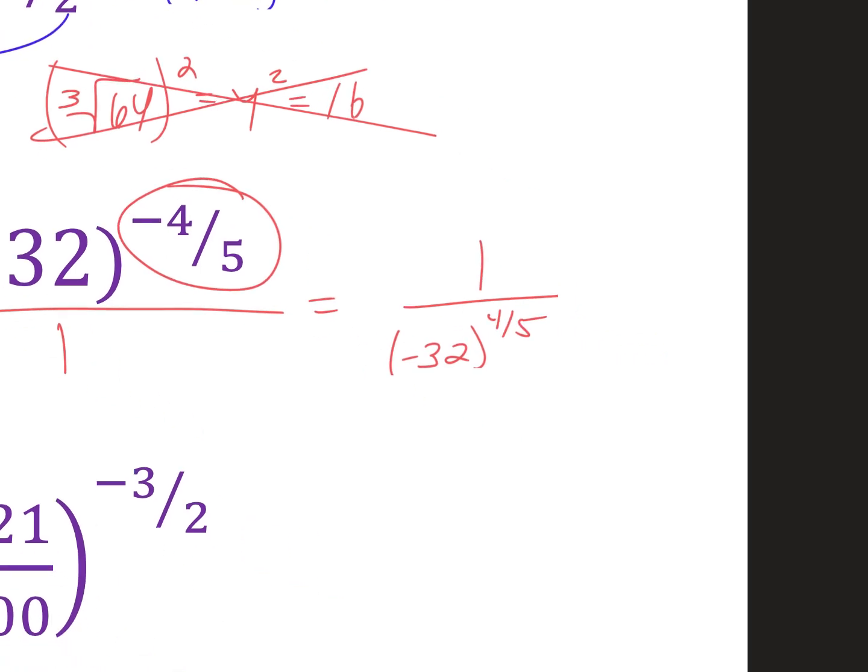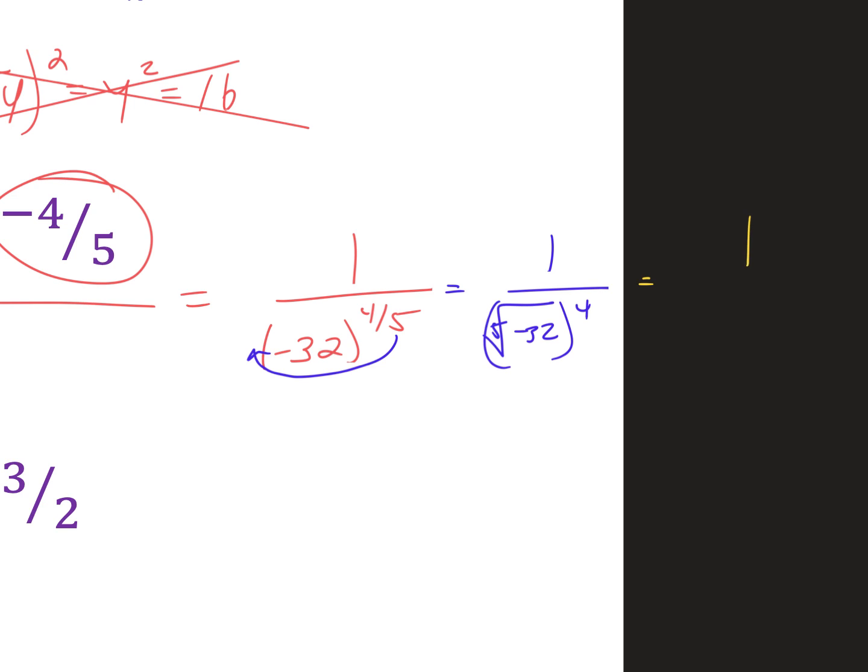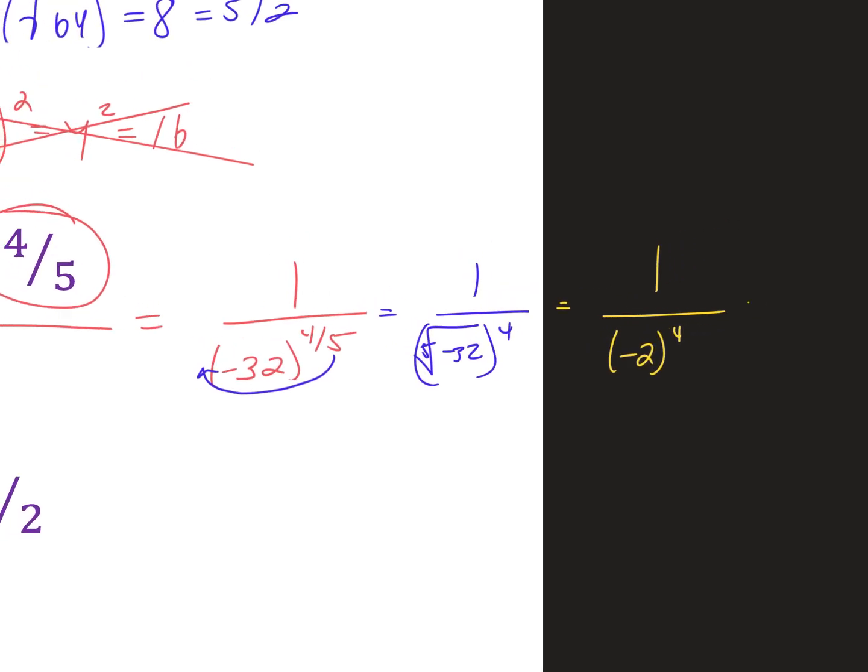So now I'm going to go, okay, well, how do I simplify this? My 5 is going to become my root. So it's 1 over the 5th root of negative 32 to the 4th power. What number times itself 5 times gives me negative 32? 2. What kind of 2? Negative 2, and I'm raising that to the 4th power. So my answer is, what is it? 1 over 16. Good.